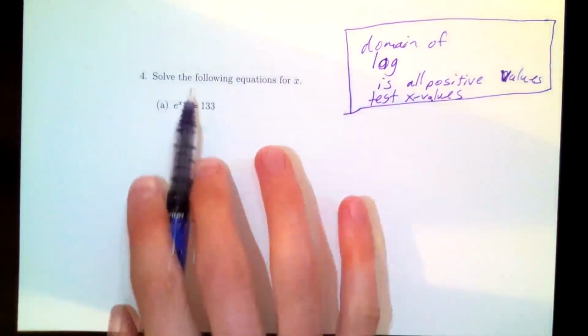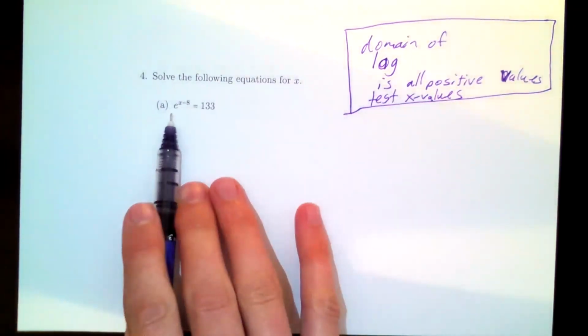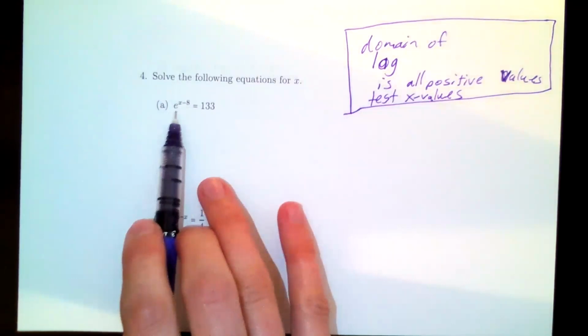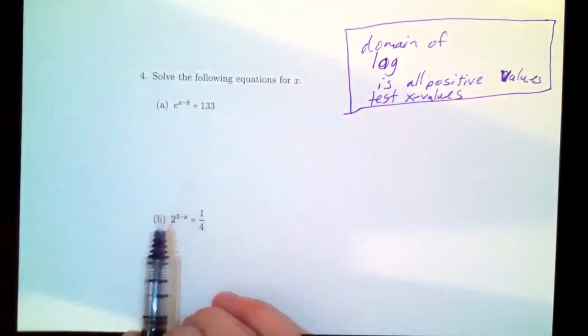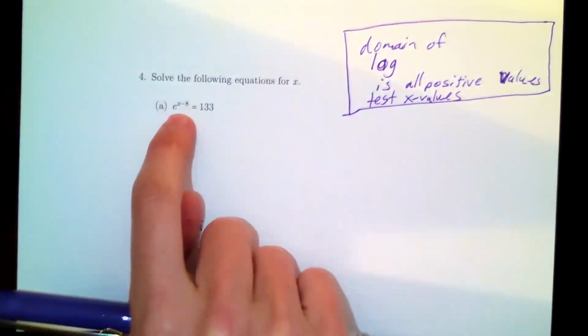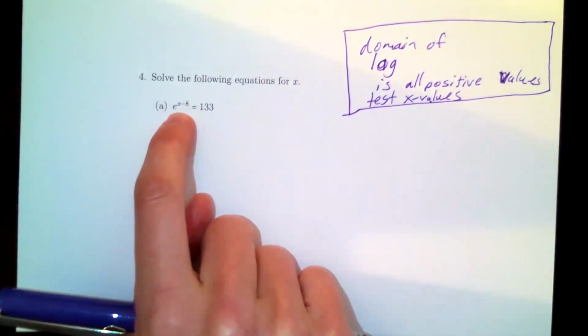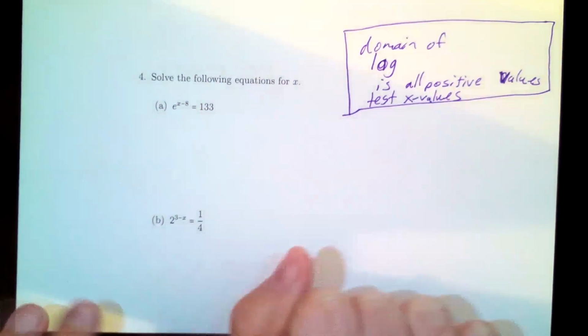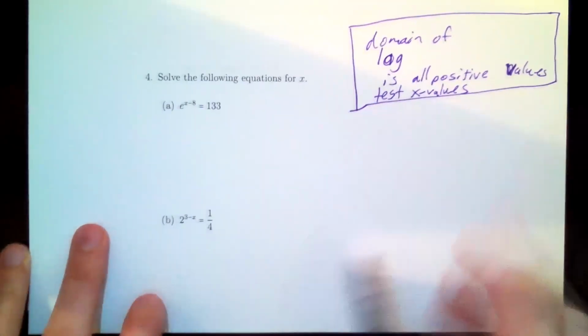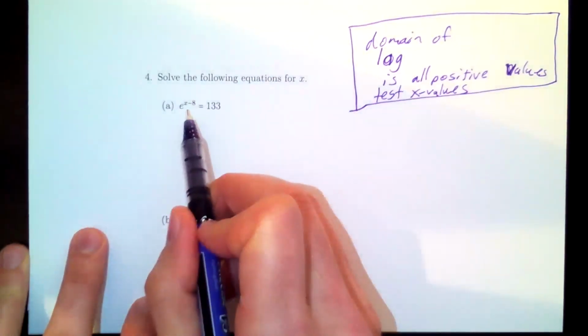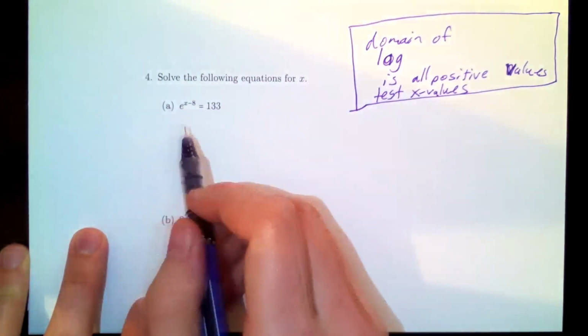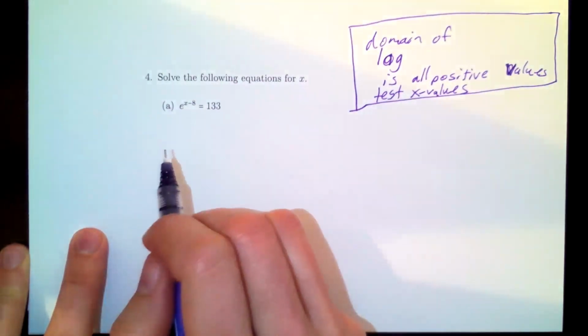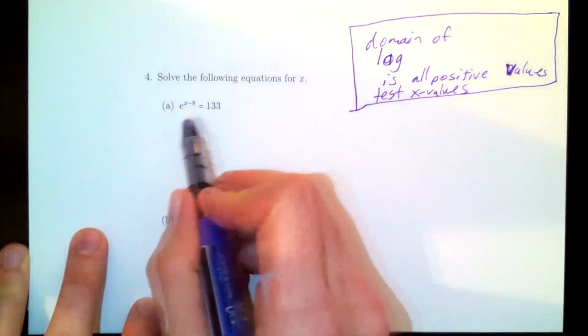This one says solve for x, but I don't have any logs in it. This is an exponential. I have e to the power of x minus 8 equals 133. The domain of exponentials is all reals, so I will not have to check my x value to see if it's valid. It's always a good idea to check your answers anyway, but it's not mandatory. You won't have any dud x values if you do the algebra correctly. So I want to solve this.